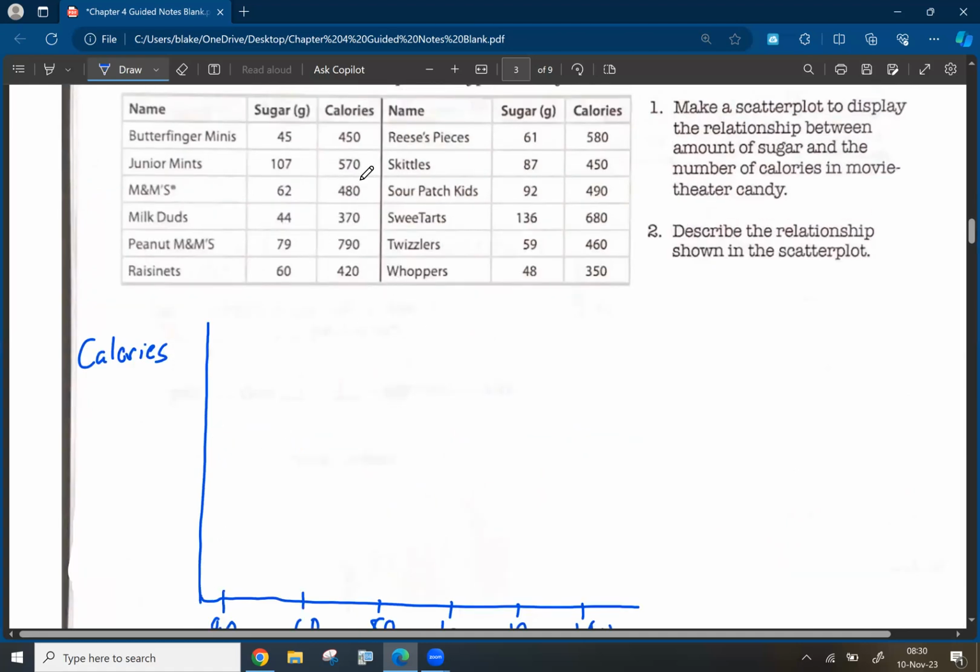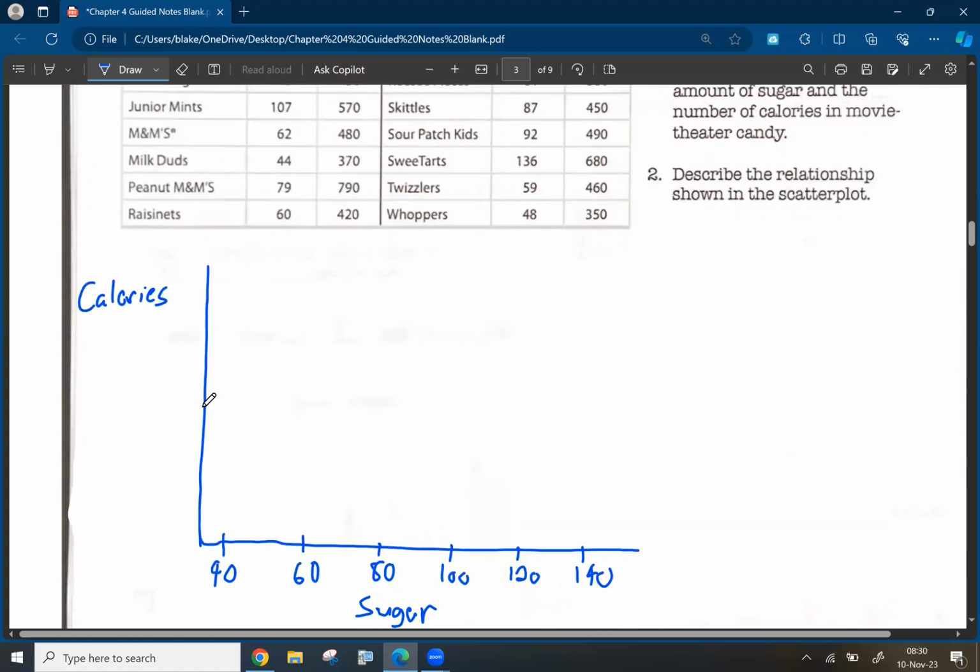We want to look for the lowest and the highest. So the lowest for calories I see is 350, and the highest I see for calories is 790. So I have to go from 350 to 790. So I'm just going to go from 300 to 800, and I'm going to just go by hundreds.